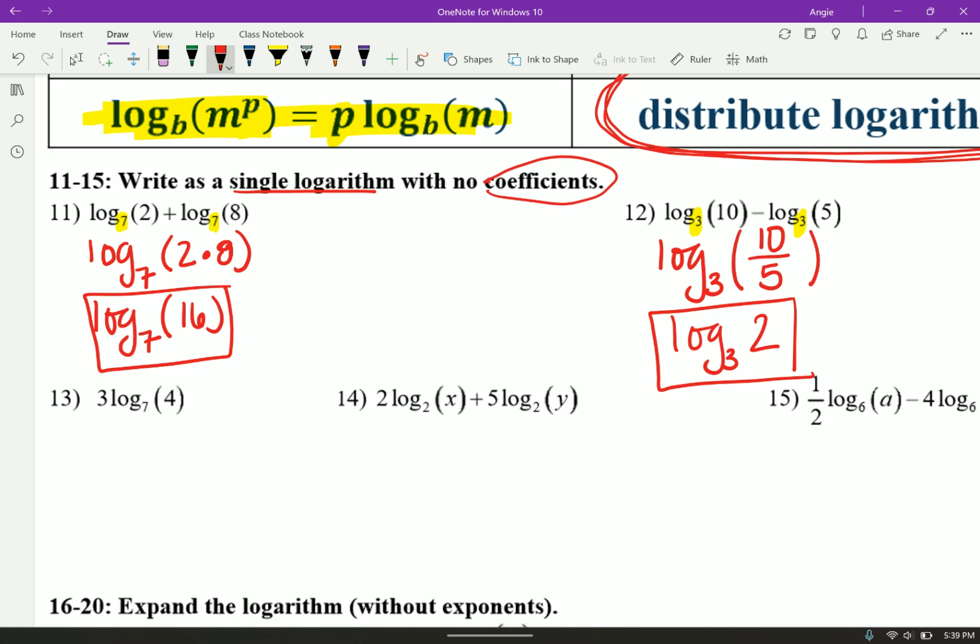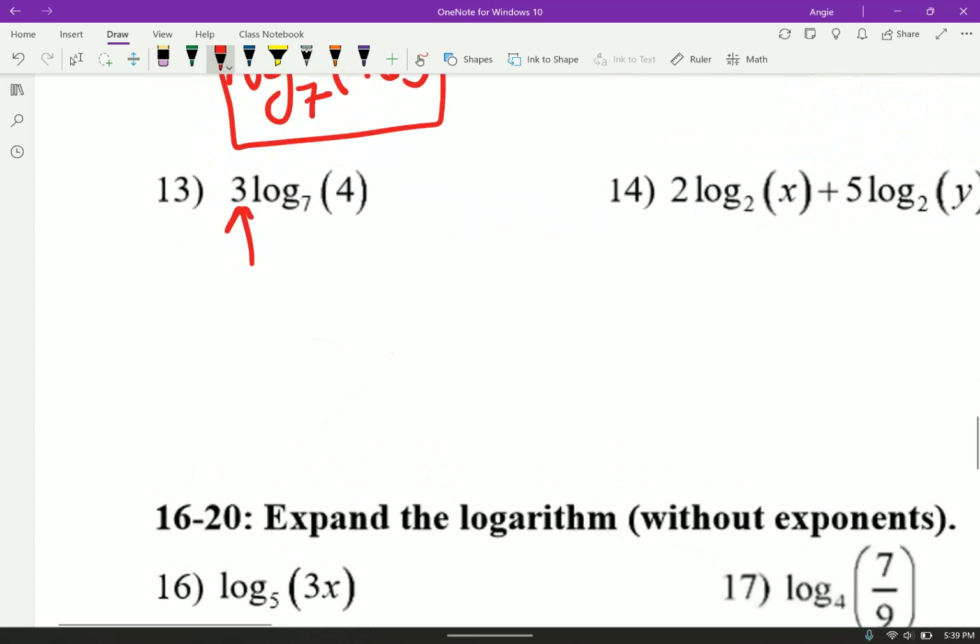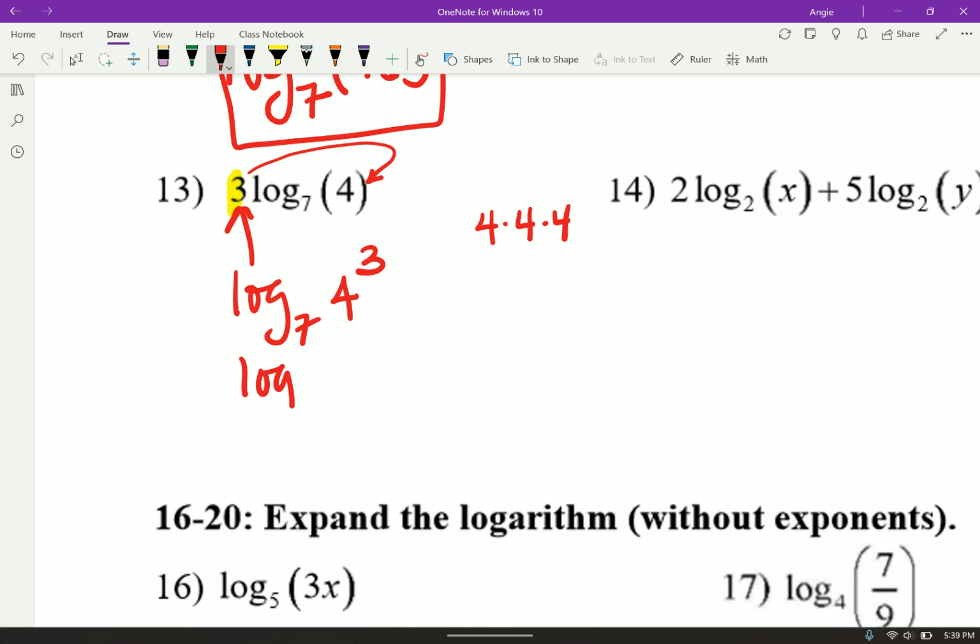We cannot have coefficients. This is what we call the coefficient, the 3 in the front. So 13 says 3 times log base 7 of 4. The 3 is your coefficient, and you might say, no, you can't have a coefficient. But remember, when we have a multiplication of log, this 3 becomes an exponent. So we can write it as log base 7 of 4 to the third. Well, 4 to the third is 4 times 4 times 4, so that's going to give us 64. So log base 7 of 64.